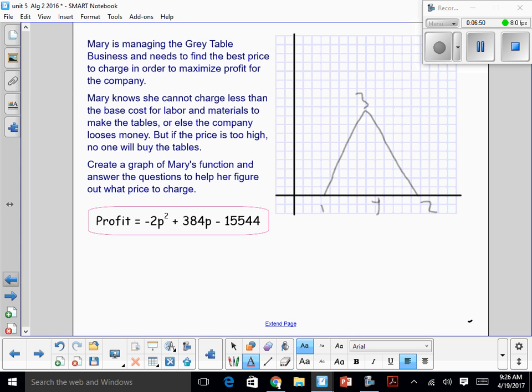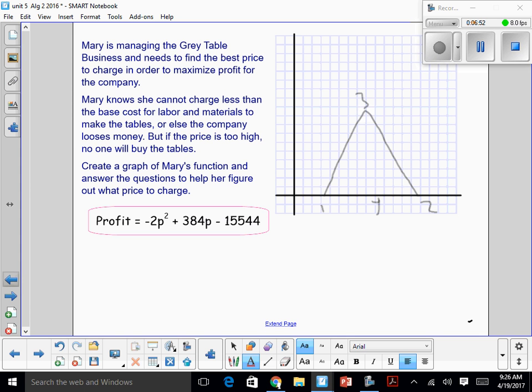Best price to charge. Now let's see here. Mary knows she cannot charge less than... All right, so here's what you need. On your picture, this is, hey, I know how to get the numbers. What do they mean? Please put price and profit. Please put price along this line.